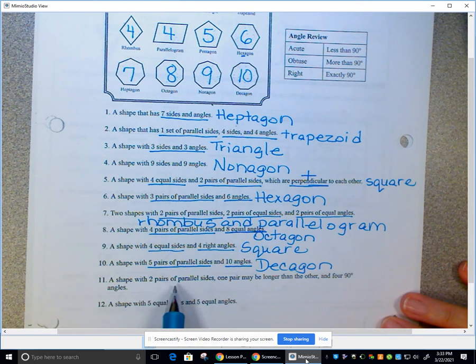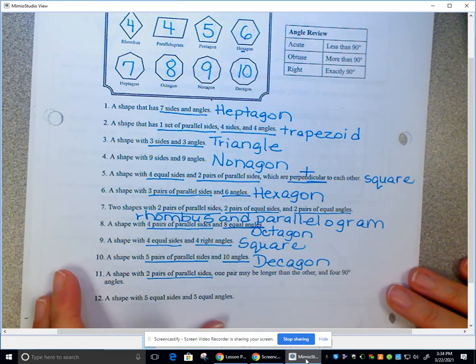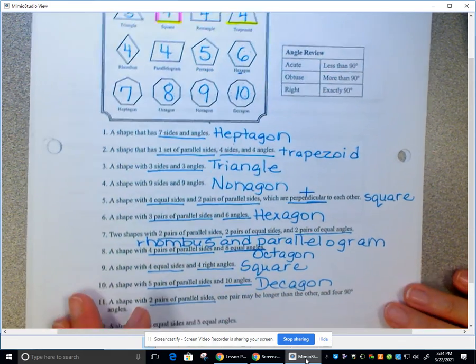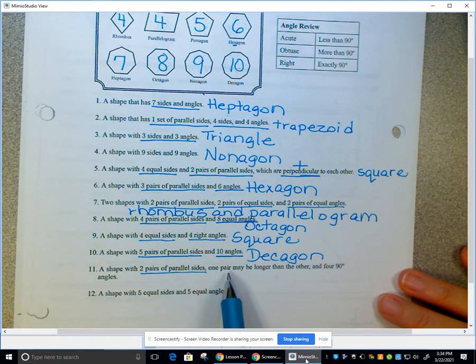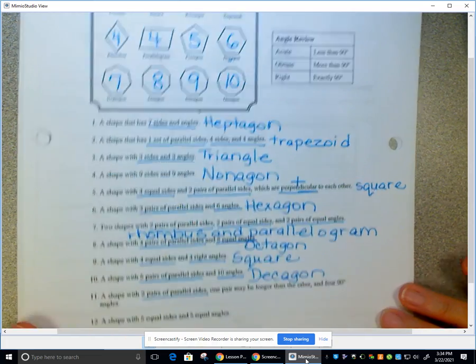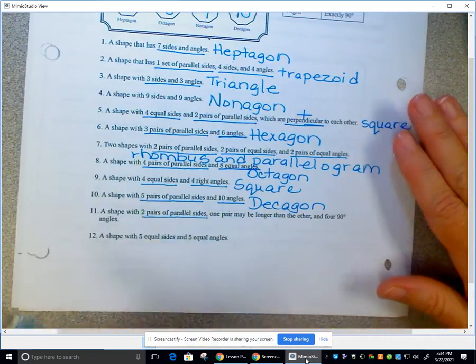A shape with 2 pairs of parallel sides. One pair may be longer than the other and 4 90-degree angles. If it's got 2 pairs of parallel sides, we know it's going to have 4 sides, so that's up here in the quadrilateral family. One pair of sides is longer than the other, and it's got 4 90-degree angles. That would have to be the rectangle. Rectangle.